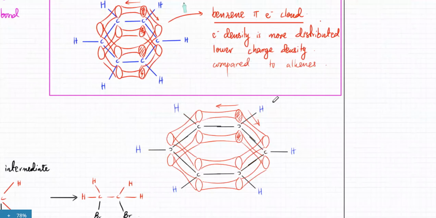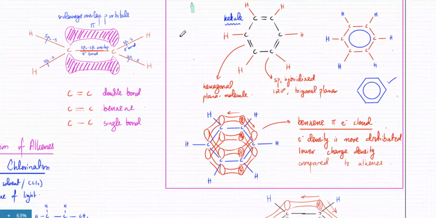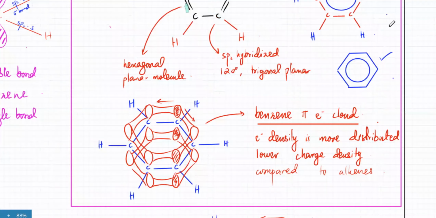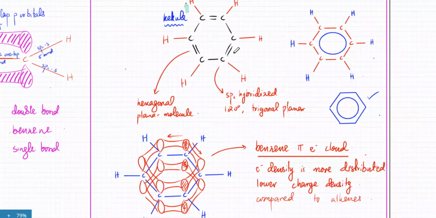So one major difference between an alkene, where the pi electron cloud has a very specific place, and benzene is that in benzene the pi electron cloud density is more distributed, and it has a lower charge density compared to alkenes. This is why in benzene you don't call them double bonds. Instead, the double bonds get mixed up, so you show them with a ring-like structure.